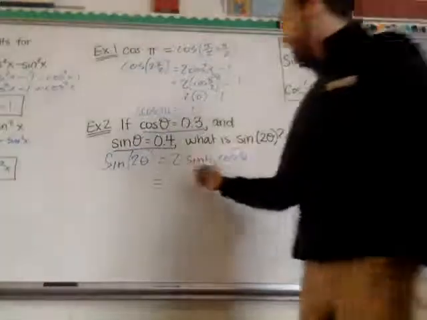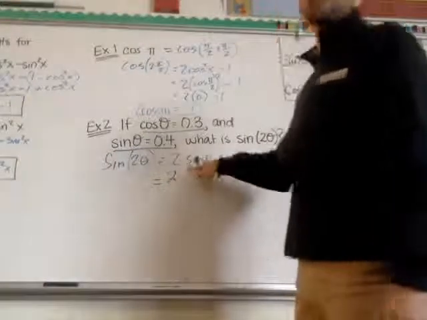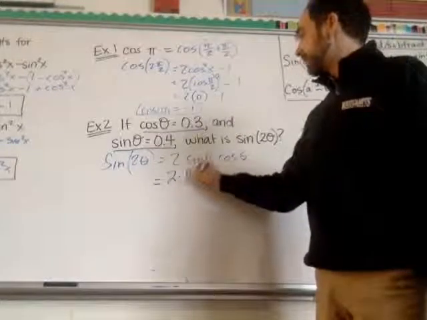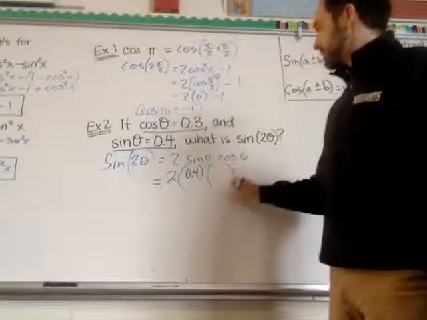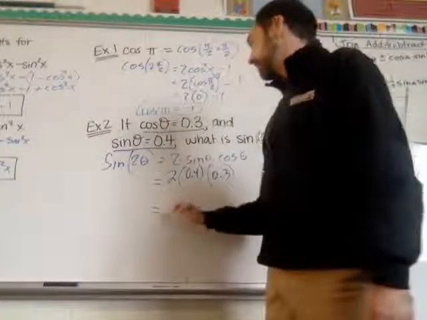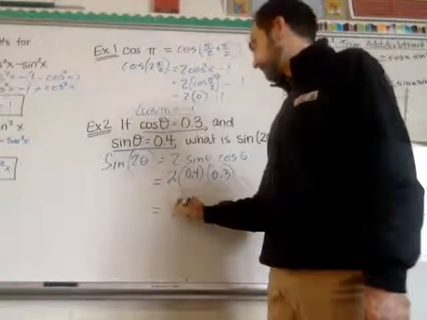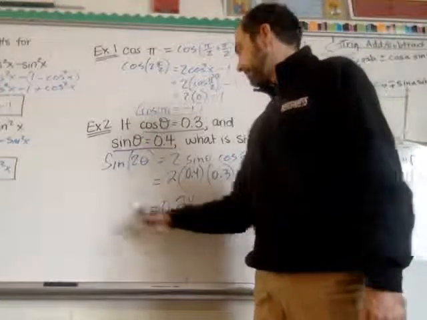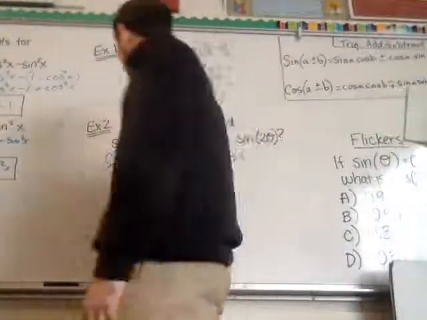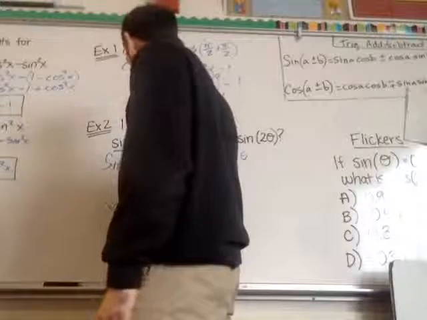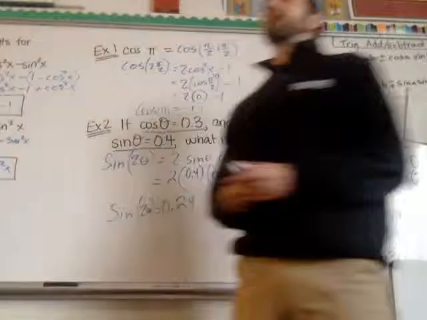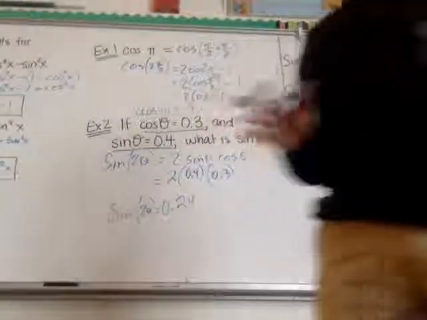So what am I going to put in here? 2 times, what is sine of theta? 0.4. Okay, times 0.4 times 0.3 equals 0.24, right? No, I thought I heard a bunch of different numbers. Where did that 3 come from? All right, you guys are waiting for the crux of this, right? Like, where does it get tricky?